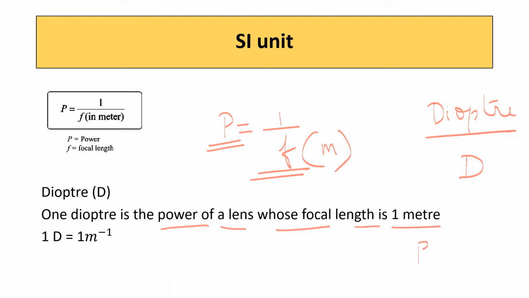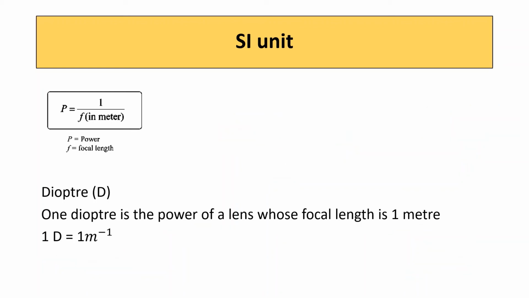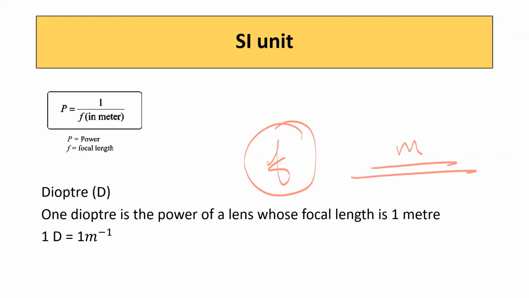Because P is equal to 1 by F. If F is equal to 1 meter, P is equal to 1 diopter. 1 diopter means 1 divided by 1 meter. Remember that this F should always be in meters.